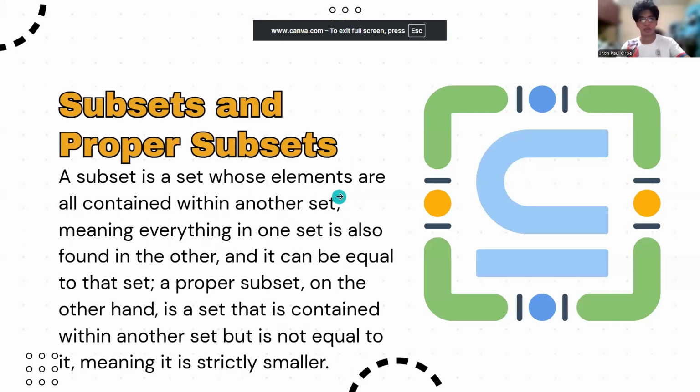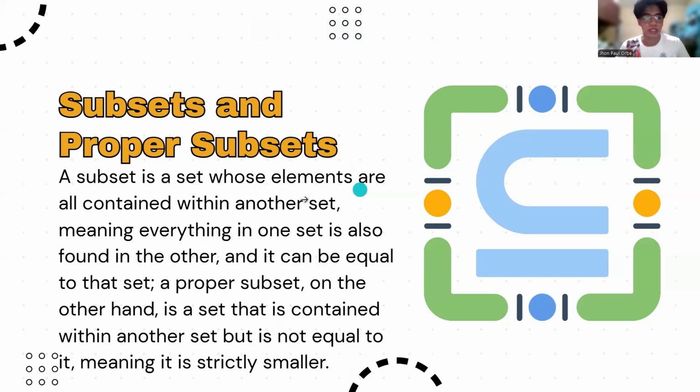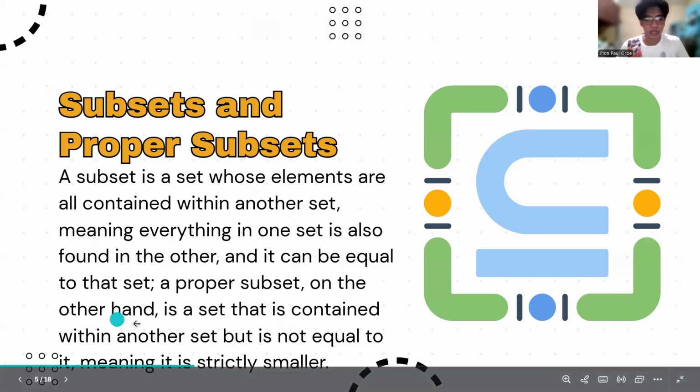Subsets and proper subsets. A subset is a set whose elements are contained within another set, meaning everything in one set is also found in the other. It can be equal to that set. A proper subset, on the other hand, is a set that is contained within another but is not equal to it, meaning it is strictly smaller.